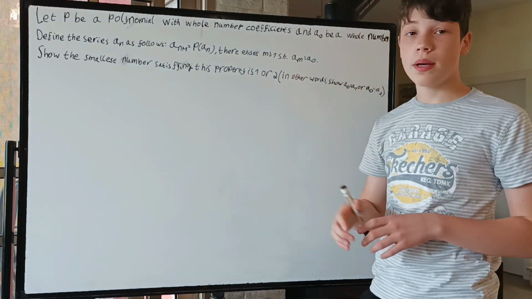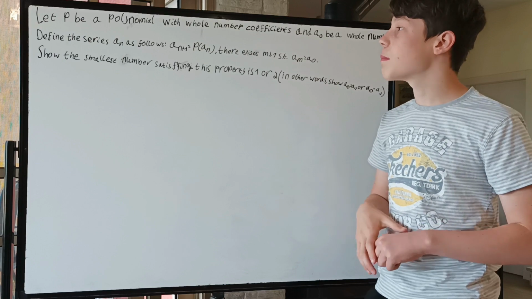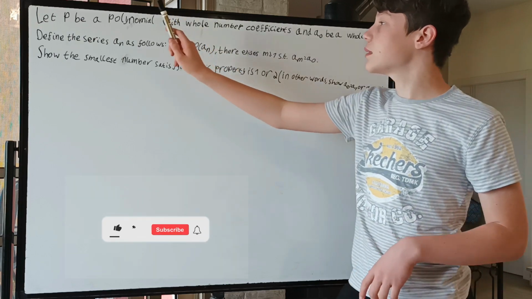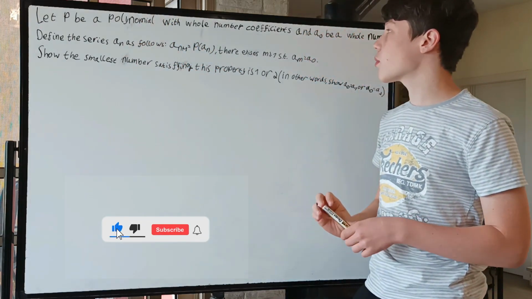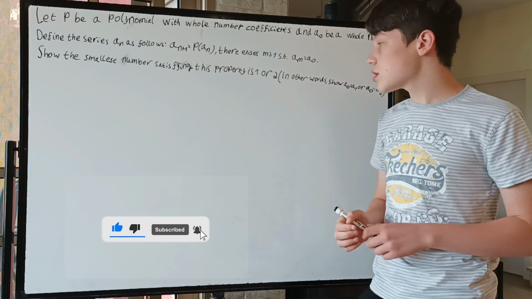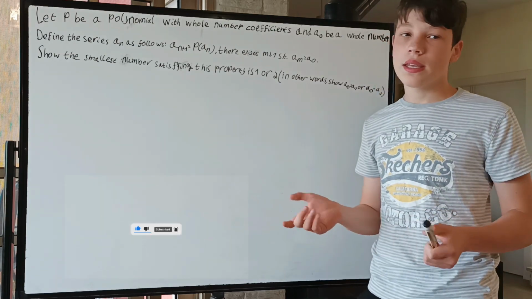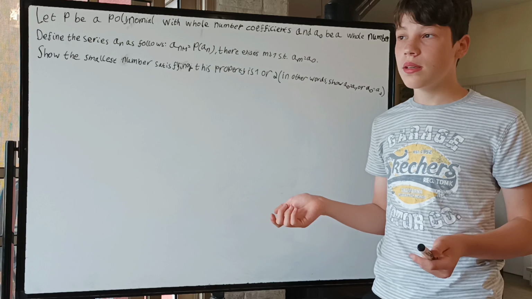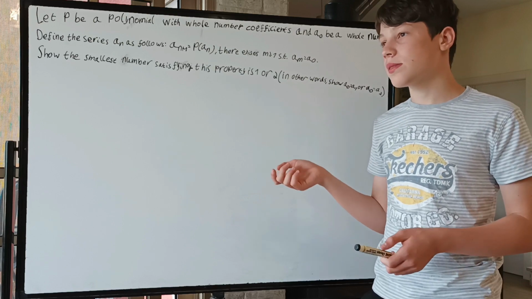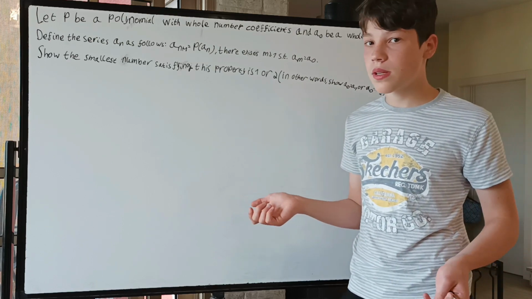Today we're going to talk about this problem. Let P be a polynomial with whole number coefficients. So something like negative x squared plus 2 is valid, but x plus 0.5 is not valid. 0.5 is not a whole number.